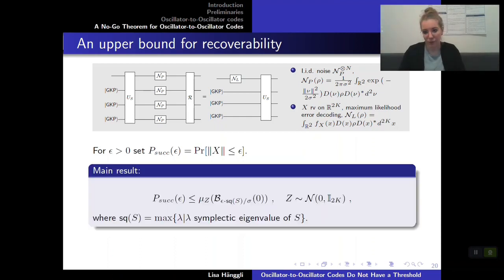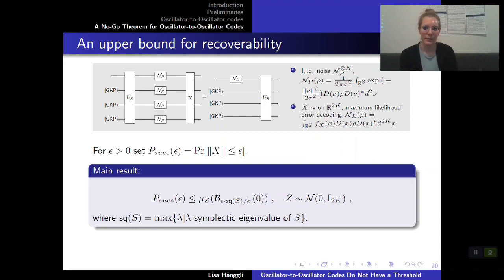And then our main result tells us that the decoding success probability is bounded from above by the probability mass, with respect to a standard Gaussian, of a ball around 0, whose radius is determined by epsilon, the standard deviation sigma of the physical noise, and the squeezing of the encoding unitary. And in particular, we note that this bound does not depend on the number of physical modes. And this means that just employing more auxiliary modes does not help you to get rid of this bound.